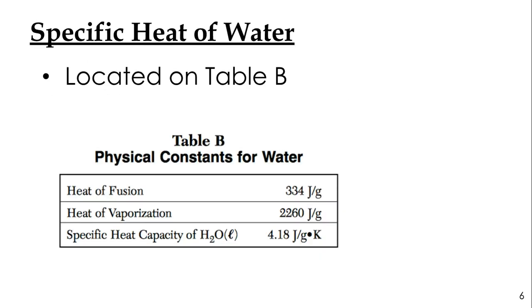So the specific heat of water is located on table B. So this is where you need to remember to look. You're going to forget to look here for the physical constants for water. This has our heat of fusion, heat of vaporization, and the specific heat capacity of water. So we'll talk about all three of those in this unit.